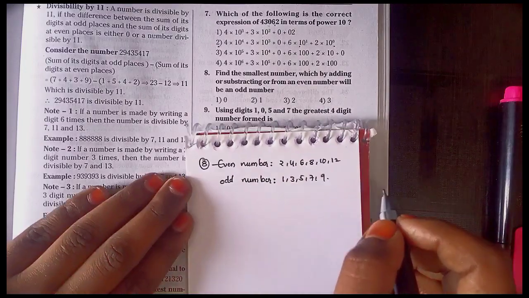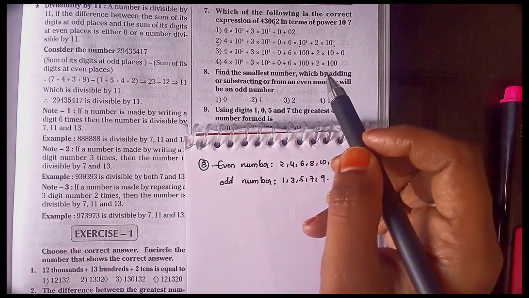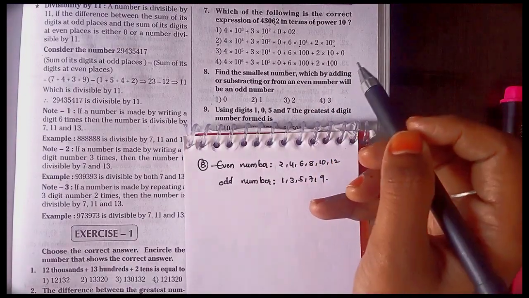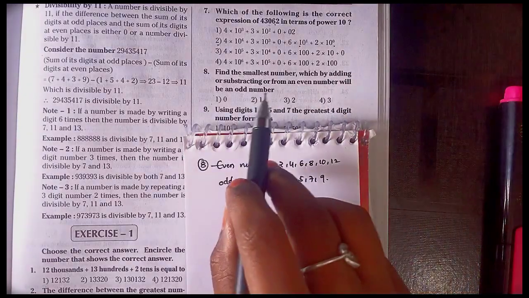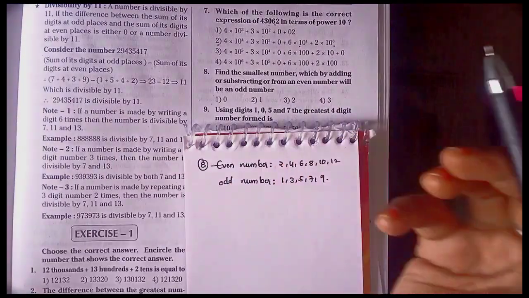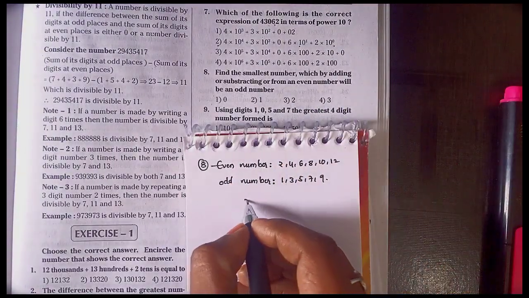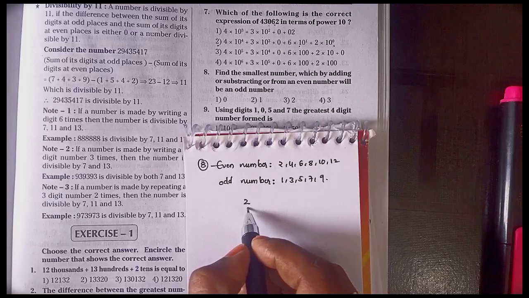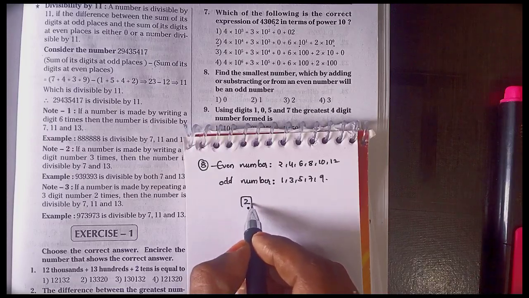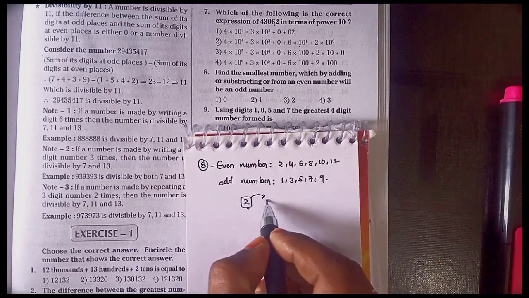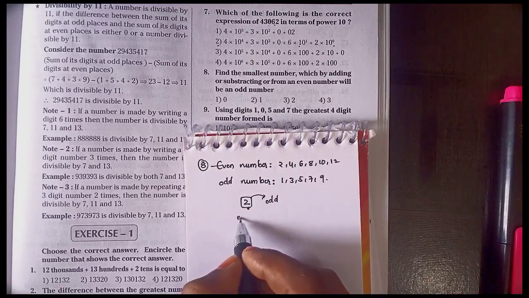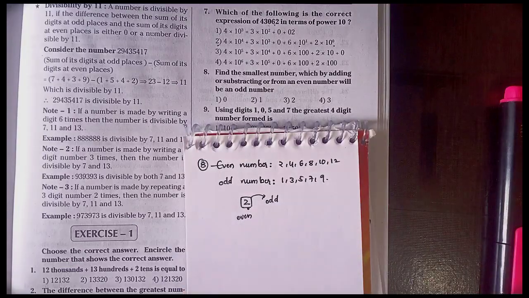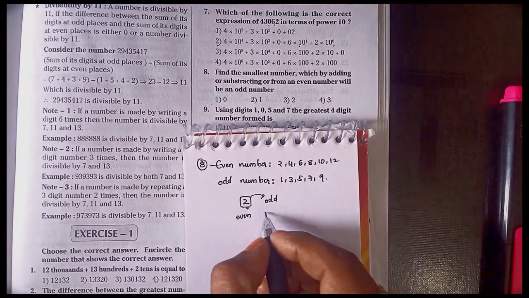And he is asking by which number we have to add or subtract from an even number so that it will become an odd number. Here we are having 2. So what do we have to do to this 2 to make it odd? This is an even number. What do we have to do to make it odd? Can we do plus 1?